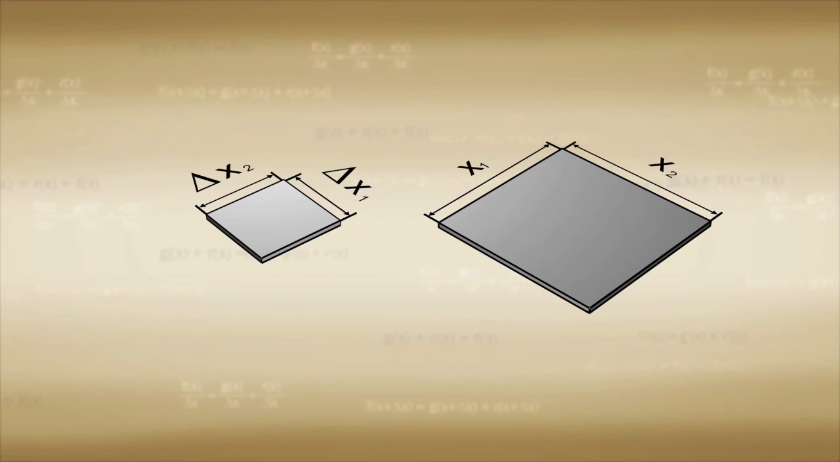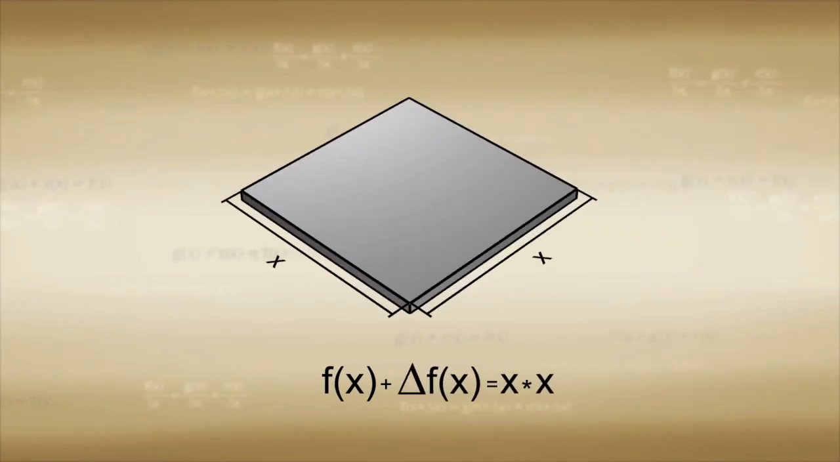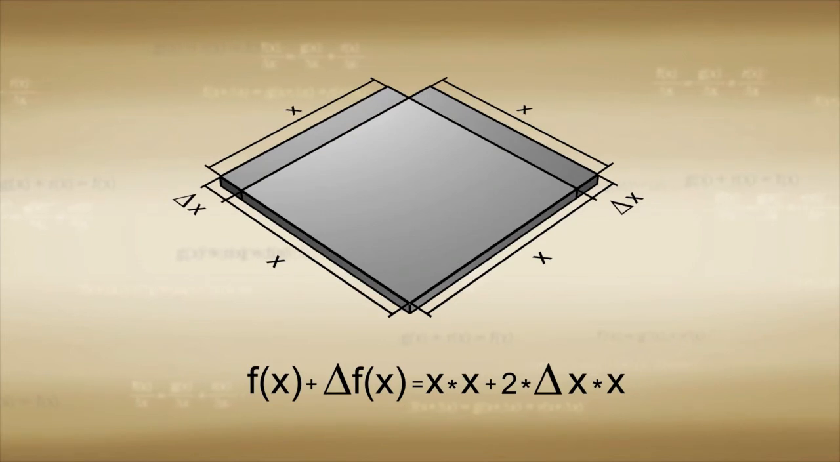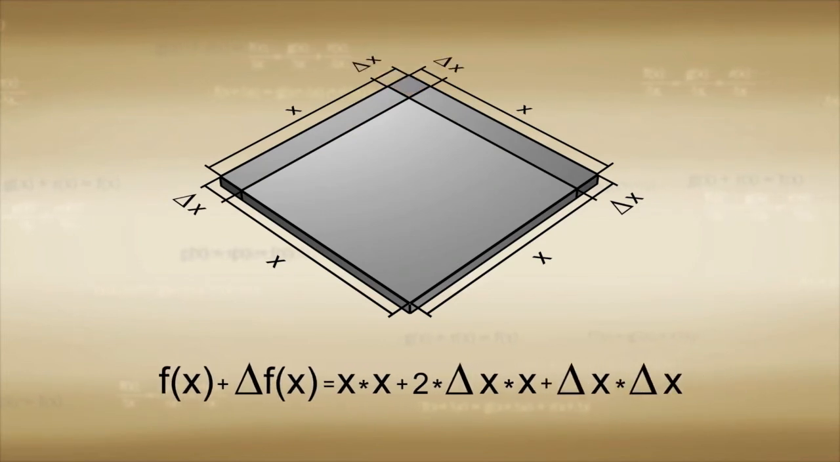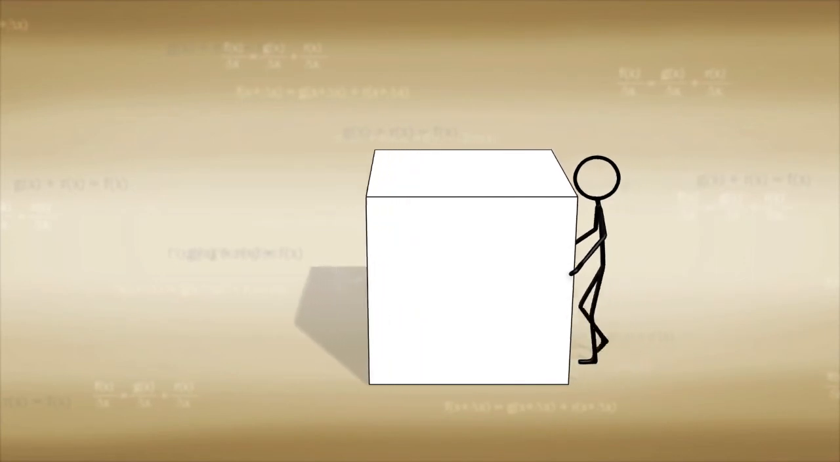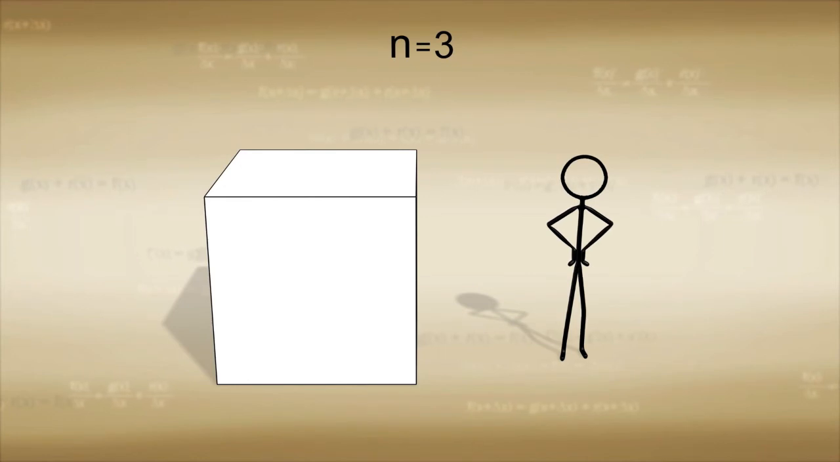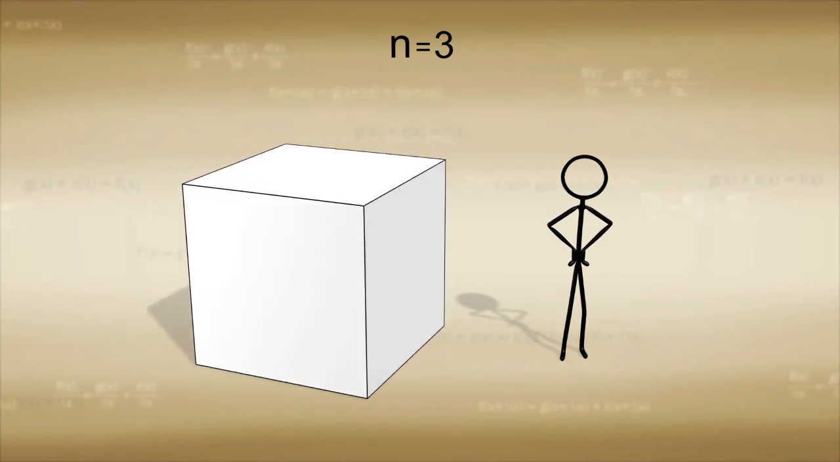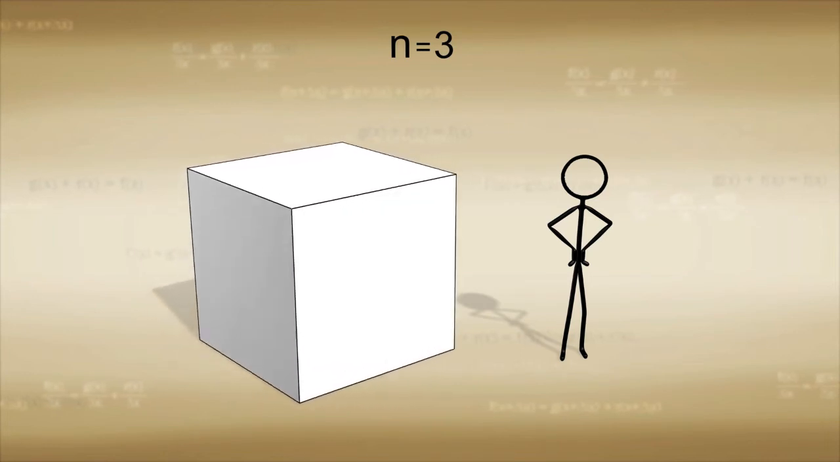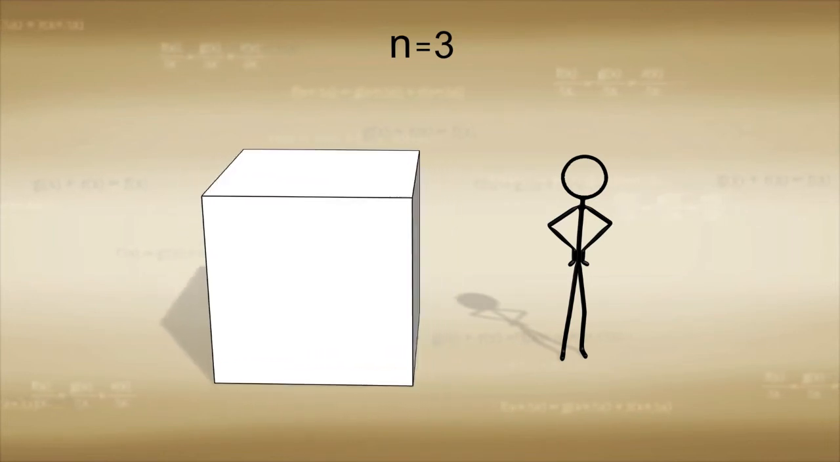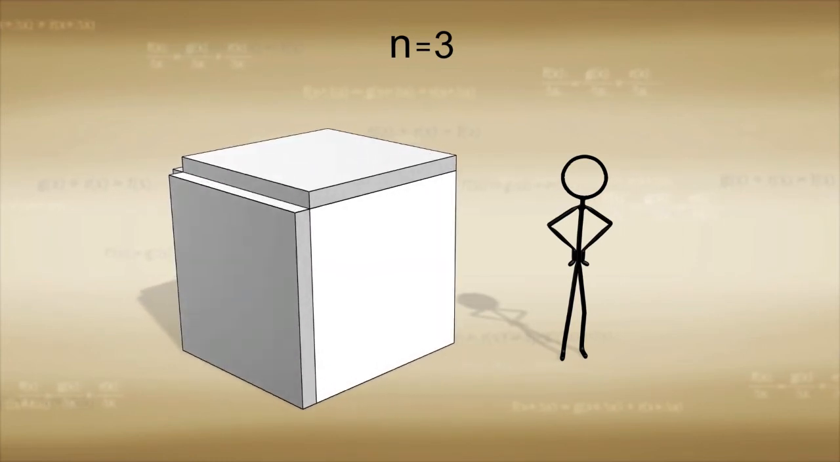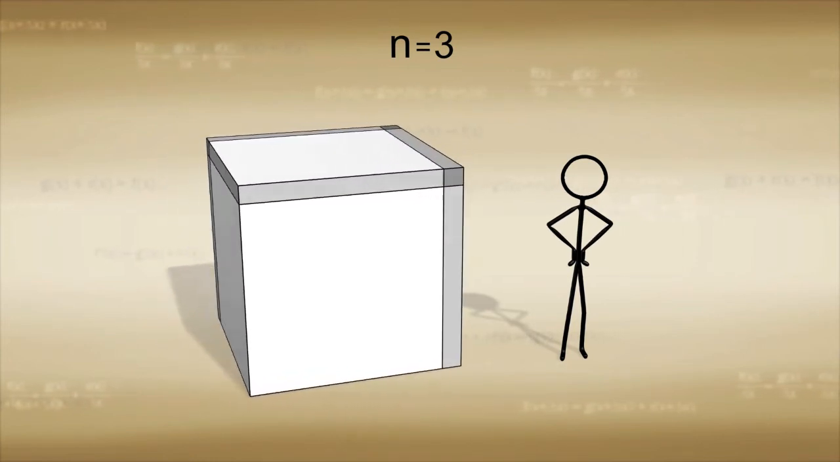The entire two-dimensional case can be summarized down to f of x plus delta f of x is equal to x times x plus 2 times delta x times x plus delta x times delta x. And now it's time for fun in 3D. In the case where n is equal to 3, we know that there are 4 types of volumes. By now, it should be apparent that there are always n plus 1 types of volumes, where one type of volume represents f of x, and the other n types represent the change in the f of x.